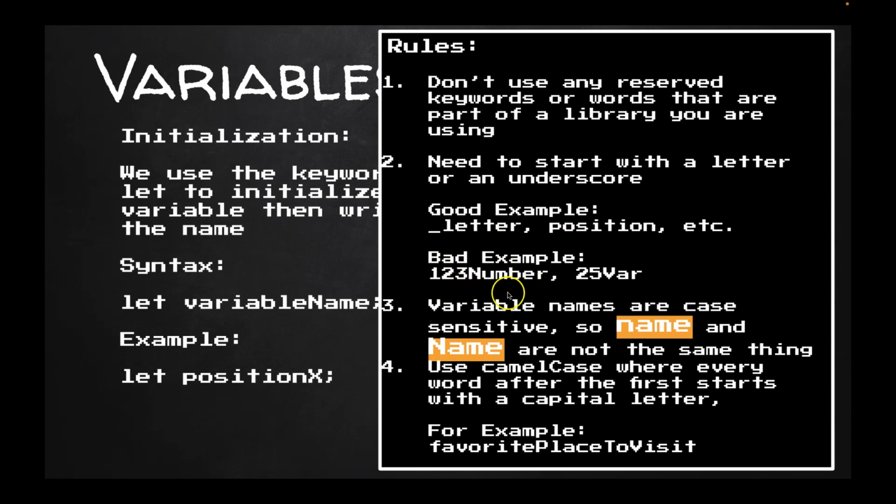Okay, this makes it a little unclear what you're trying to do. So we would want to start with a letter or an underscore. Now, variables, when we create them, they're case sensitive. That means that if we wrote our variable with a capital letter to start it out, and then we try to call it later on and we write it all lowercase, they're not the same thing.